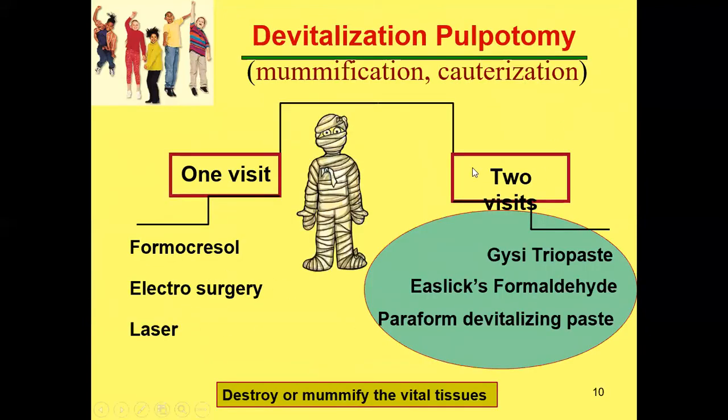Now coming to the devitalization pulpotomy. So devitalization pulpotomy is nothing but mummification, you can say, or cauterization, you can say. So your devitalization can be done in two types. One is one visit and a two visit type. One visit is done by formocresol, electrosurgery, and laser. Two visit is by Gysi paste or paraformaldehyde devitalizing paste or Esselix formaldehyde. All those things we use for two visits. So basically, devitalizing pulpotomy means destroying or mummifying the vital tissue. You are just destroying or mummifying the vital tissue, so that in future you won't have a problem.